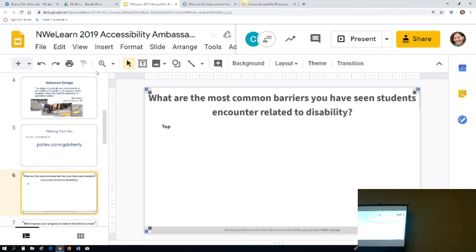Hearing impaired and vision impaired. I mean, I'd say those are the two most common that I've seen.